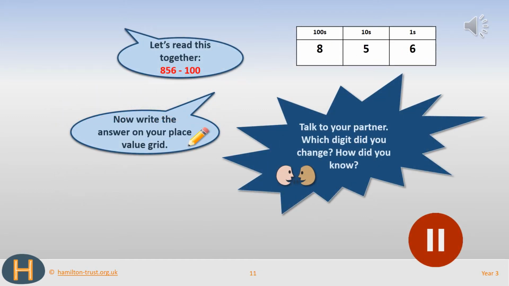Next we're going to have a look at subtracting multiples of 100. So let's read this together. 856 take away 100. Have a go and write this on your place value grid. Pause the video at any time. Be thinking about which place value column is going to be changing in this question. In 5 seconds time, I'll reveal the answer.